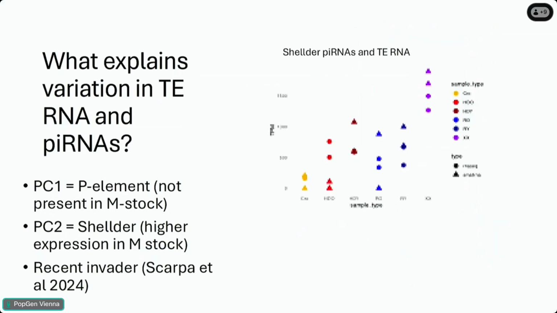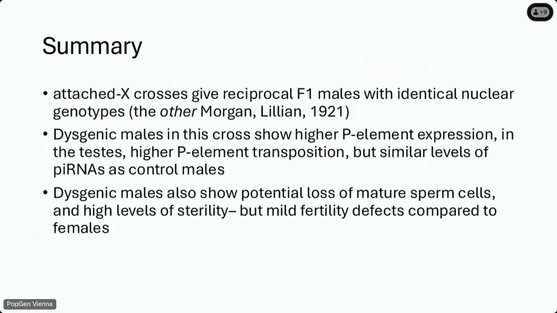Oh, nearly done. Okay, so just quickly to summarize, attached-X crosses can give you these F1 reciprocal flies with identical nuclear genotypes. And I'd just like to point out, because I had forgotten this until I was writing up this work, that attached-X was discovered by the other Morgan. So I showed the picture of Thomas Hunt Morgan at the beginning. This was his wife. So she found this really weird phenomenon.